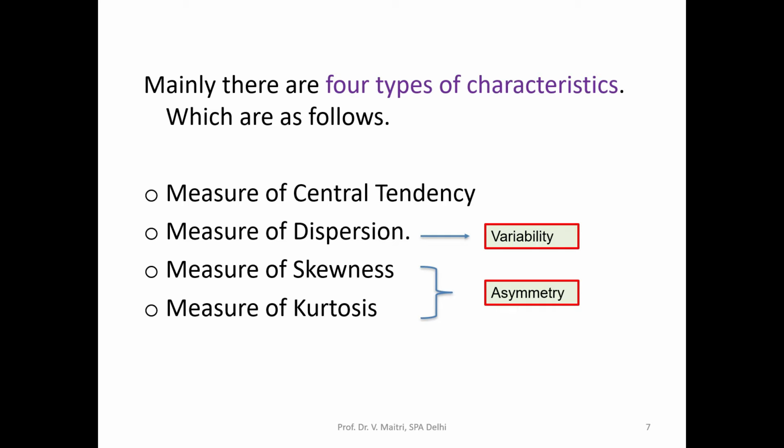So central tendency gives me the centermost value. Dispersion gives us the variability that exists in the data. How much data is homogeneous and how much data is heterogeneous. Heterogeneous means more variability, homogeneous means less variability. And asymmetry is where this data is moving. So these four measures we are going to do one by one.